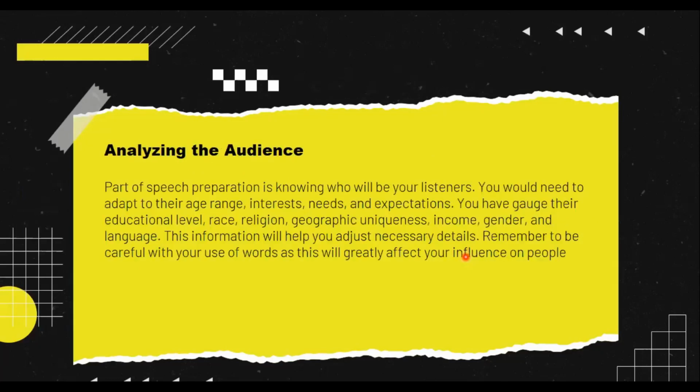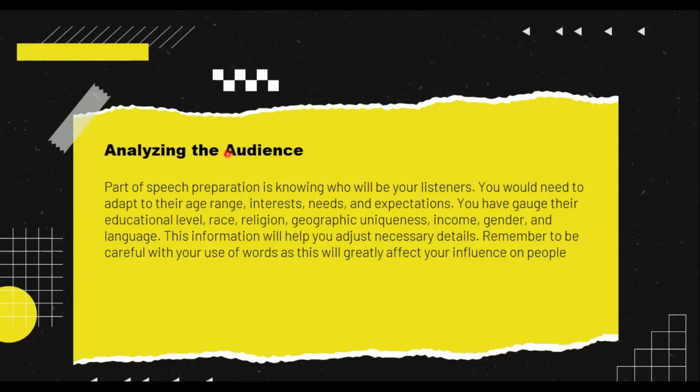Okay? Next, second, analyzing the audience. Part of speech preparation is knowing who will be your listeners. You would need to adapt to their age range, interest, needs, and expectations. Okay? So you have to gauge their educational level, race, religion, geographic uniqueness, income, gender, and language. That is right. Okay, so it's important that when you're delivering a speech, you are knowledgeable who will be your listeners, who will be your audience, in order for you to easily connect with them, in order for you to easily grab their attention when delivering a speech.